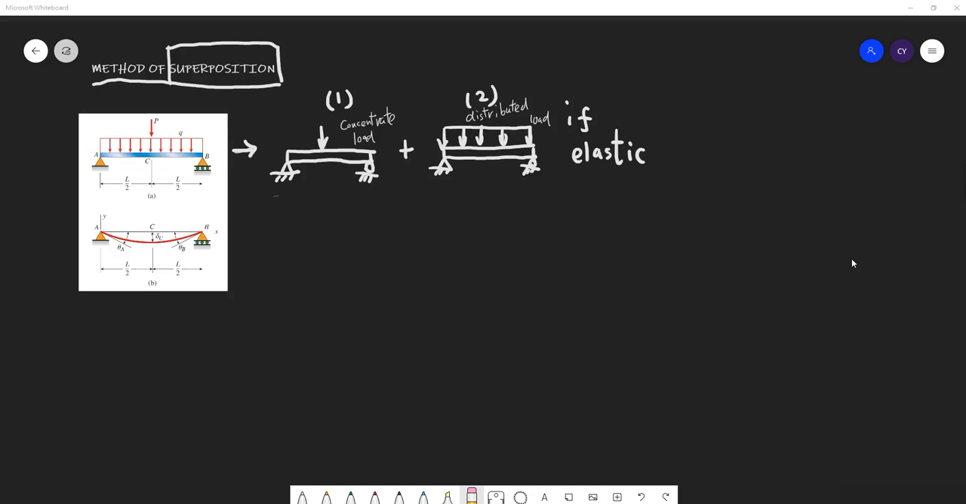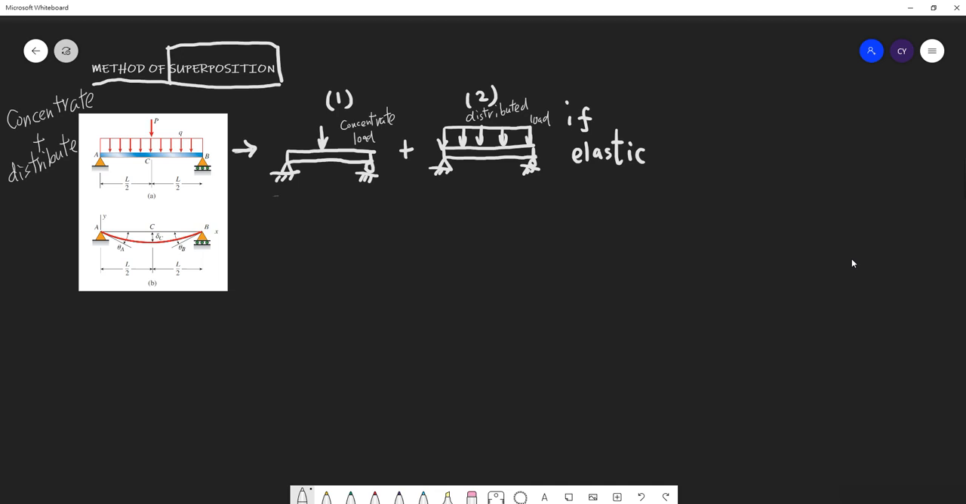Okay, now I will teach you superposition. Superposition means that if the load is a concentrated load plus a distributed load, they are two loadings together. You can separate it into two groups.